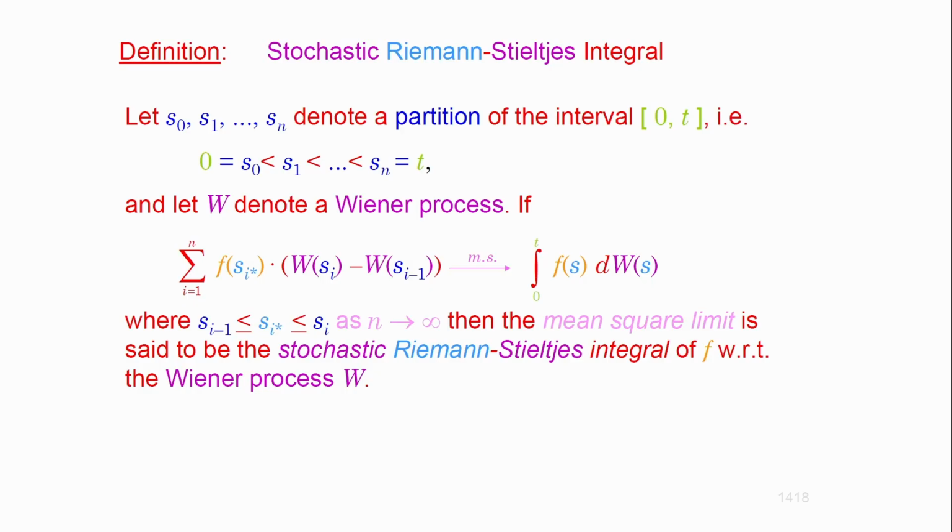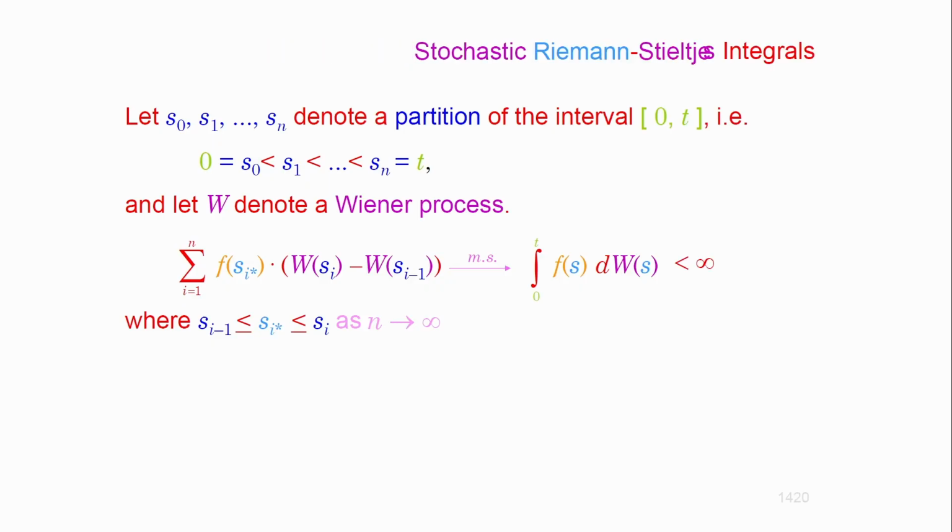Again, I will talk about it in conjunction with the Wiener process, but keep in mind that the point s_i asterisk can be anywhere within the ith subinterval of the partition, okay? So if this is finite, then that is the issue. Now, I was not addressing their existence, so I would need to make that statement.